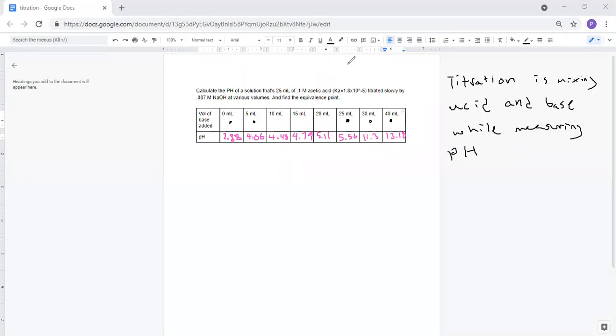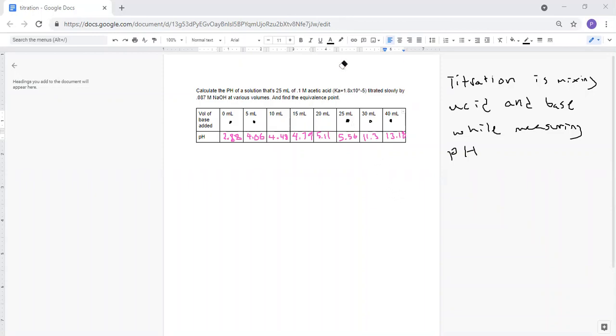So now that you kind of understand what titration is, let's try to do a titration problem. So this problem says, calculate the pH of a solution that's 25 mL of 0.1 molarity acetic acid, and it gives the Ka, titrated slowly by 0.087 molarity NaOH at various volumes, and find the equivalence point.